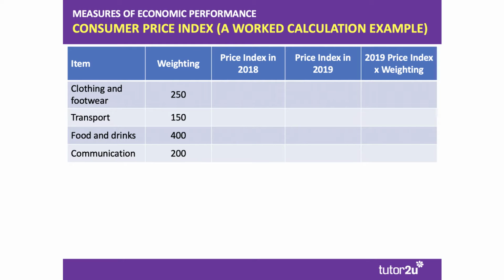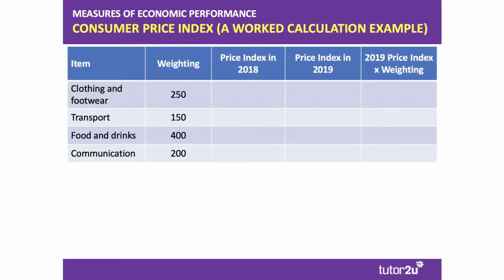I'll take a simple example where we have 4 items in the index: clothing and footwear, transport, food and drink, and communication. Now we assign a weighting to each of those items, and the weighting is there to reflect the percentage of typical household spending on each particular category. So, for example, in this case, I've made food and drink my most heavily weighted item, followed by clothing and footwear. The weightings nearly always add up to 100 or 1,000 to make your calculations easier.